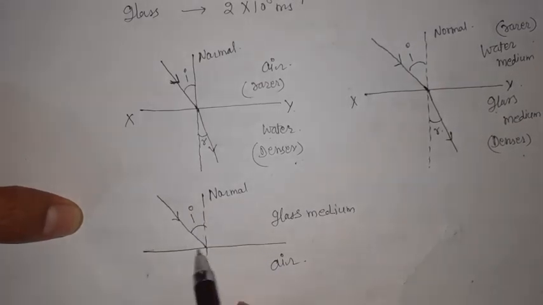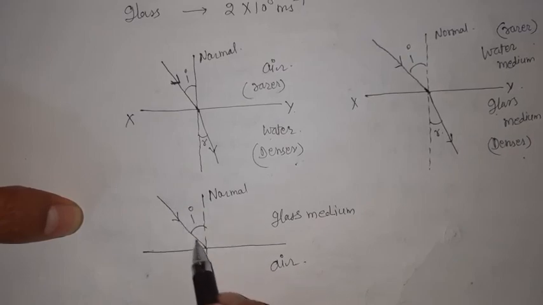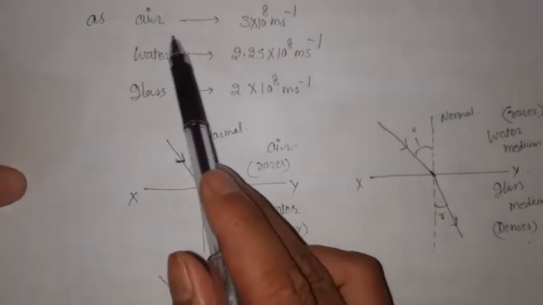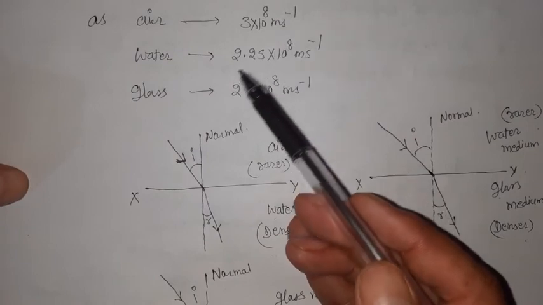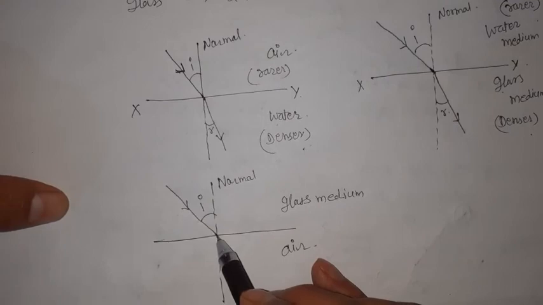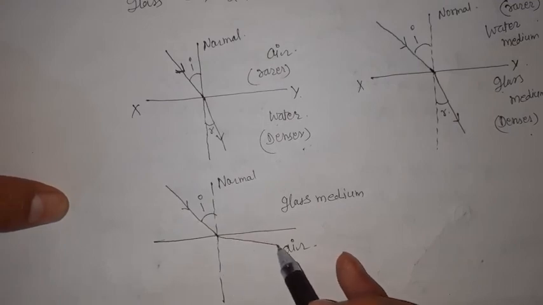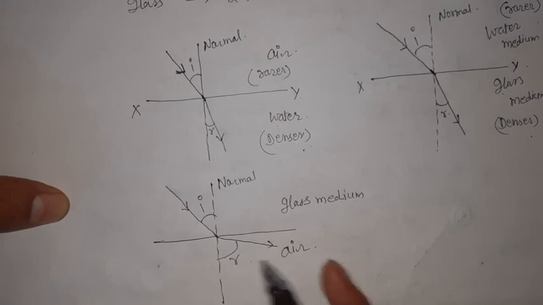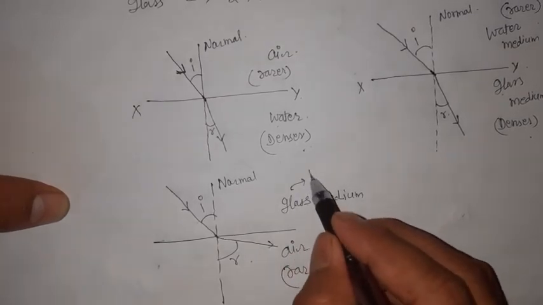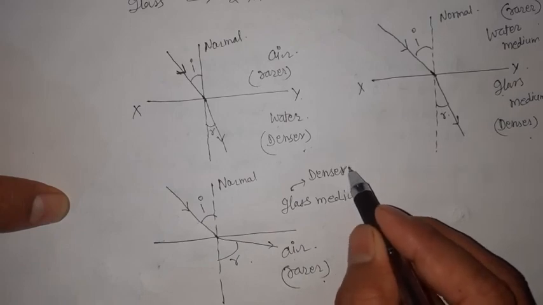Now tell me, when this light goes from glass to air, will its speed decrease or increase? As we know from our values, in air the speed is higher compared to that in water or glass. So it will increase, and so the light will bend away from the normal. Here this is the bending away from the normal. So what type of medium is air? It is the rarer medium, while this glass is the denser medium.